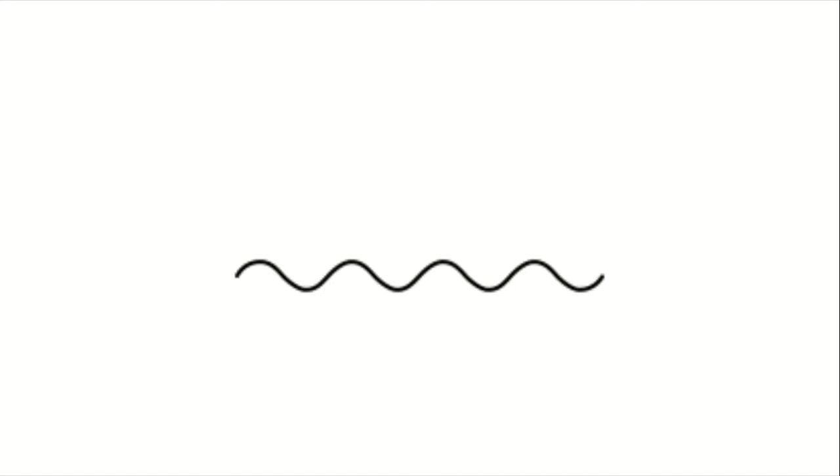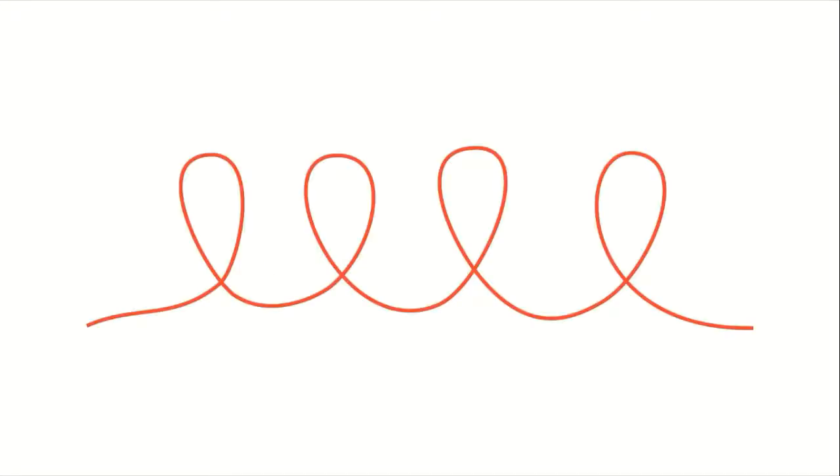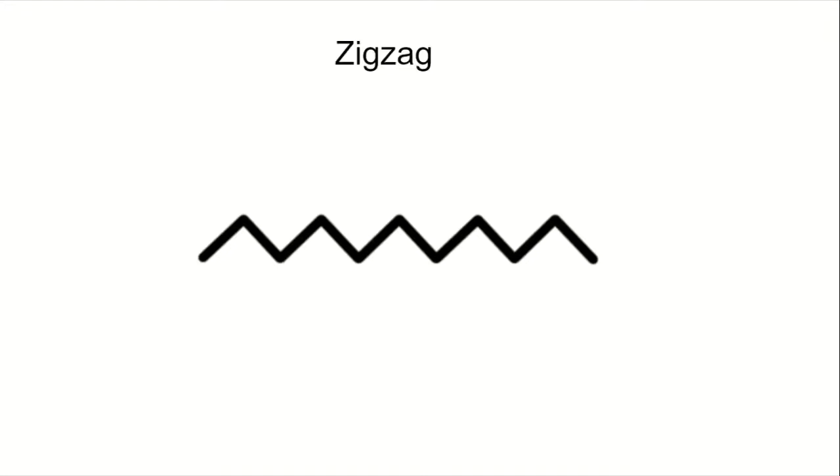Now this one, we kind of think of the beach and water. What line do you think this one is? If you said wavy, you are correct. This one kind of reminds us of roller coasters. If you said loopy, you are correct. And then lastly, this one has a lot of diagonals connected to each other, kind of like a bunch of triangles around each other, or kind of reminds us of mountains. If you said zigzag, you are correct.